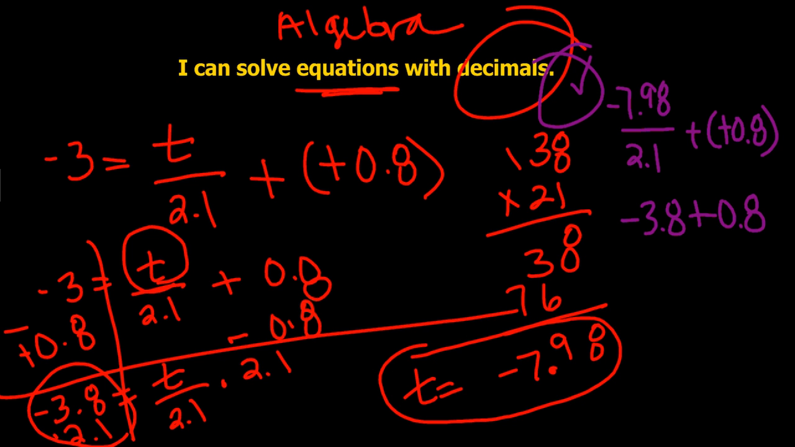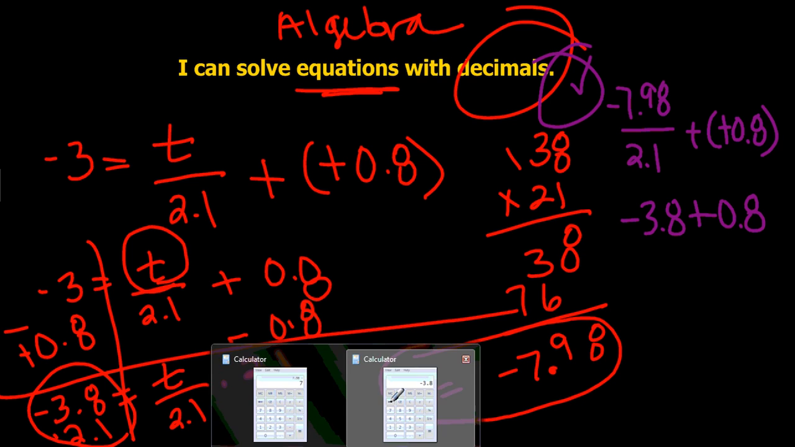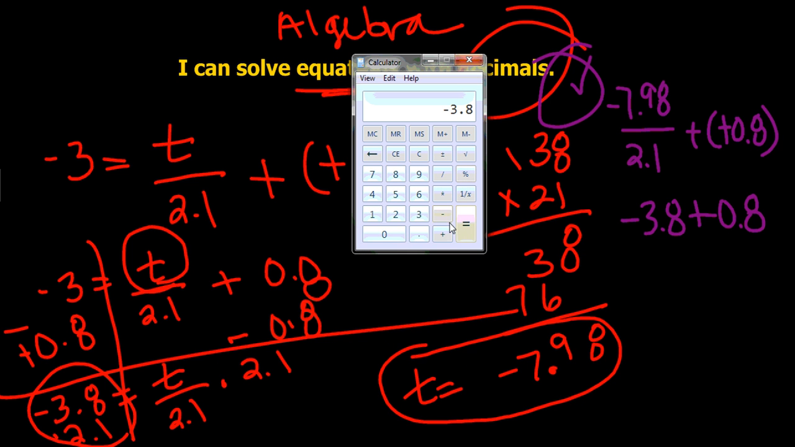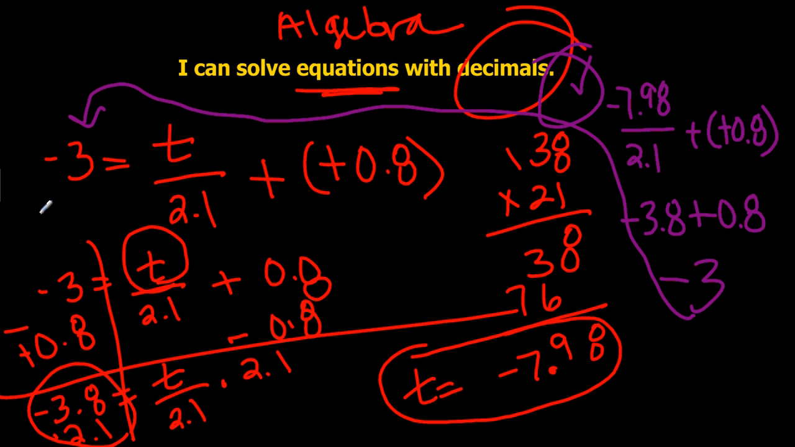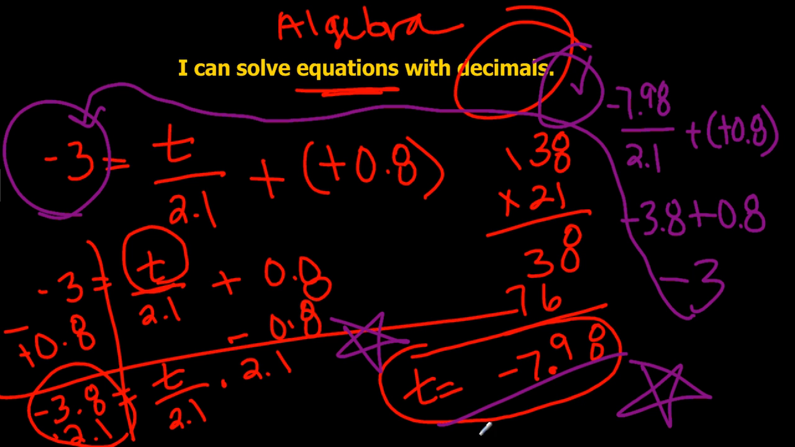You probably already know this at this point, I super hope. But if I add 0.8 to that answer, I get -3. I look over here. Woo, look at that. That's exactly what I wanted it to be. So now I'm 100% confident that I am a super math rock star, and that my answer certainly is t equals -7.98.